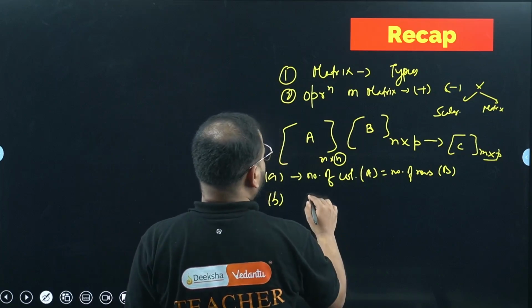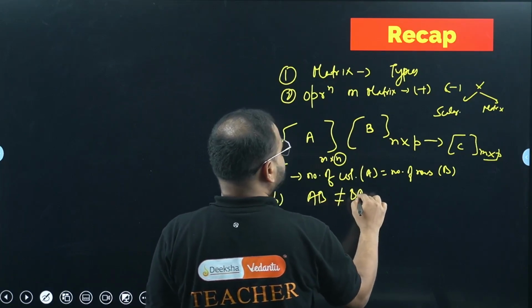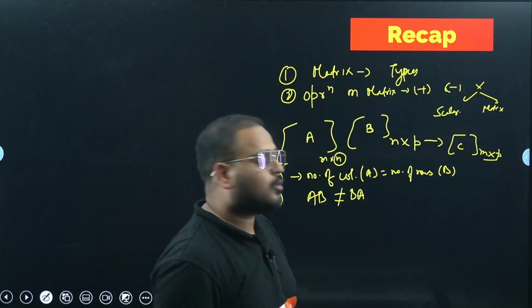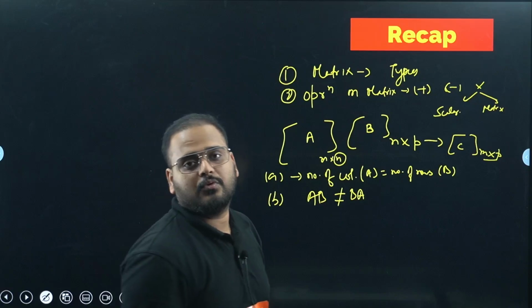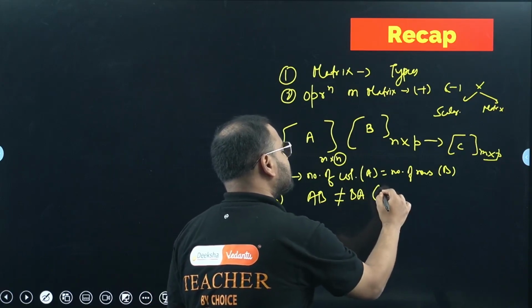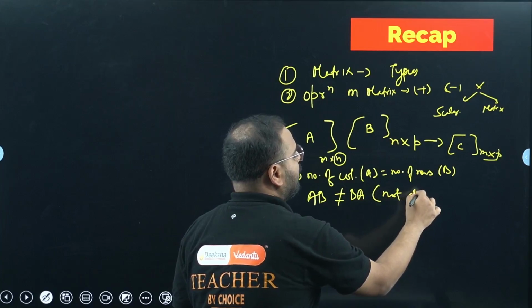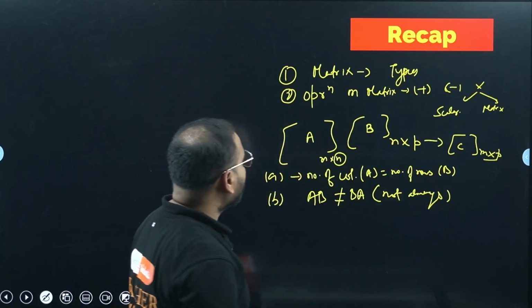One more important thing we learned: AB is not equal to BA all the time. We are going to use this property in today's session also. So AB is not equal to BA means the commutative law is not always true. At times it is true, and we'll see when it is true, but not always.